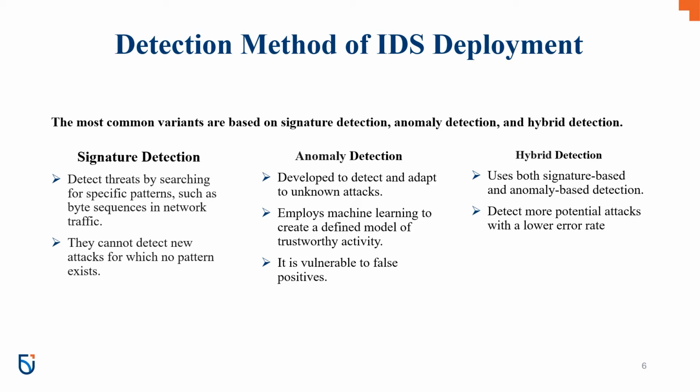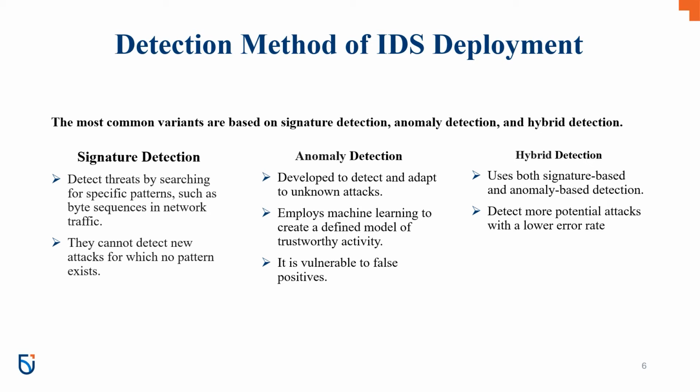Signature detection. Signature-based intrusion detection systems detect potential threats by searching for specific patterns, such as byte sequences in the network traffic or malicious instruction sequences used by malware. The term signature comes from antivirus software, which refers to these detected patterns. Although signature-based intrusion detection systems can easily detect known attacks, they cannot detect new attacks for which no pattern exists.